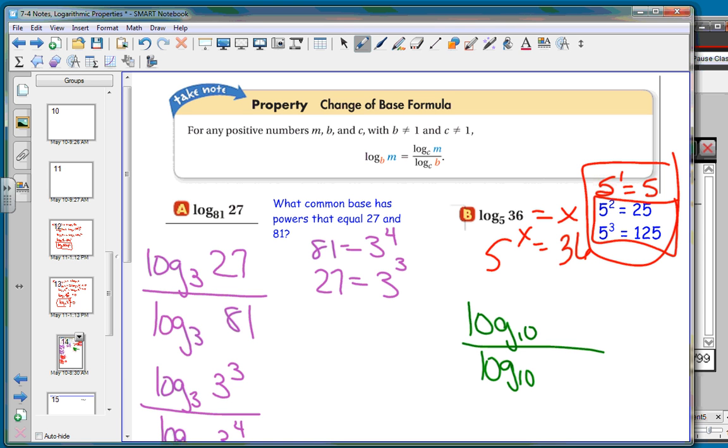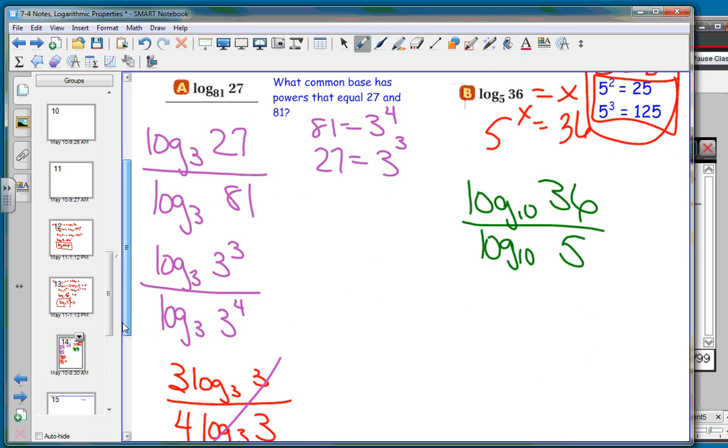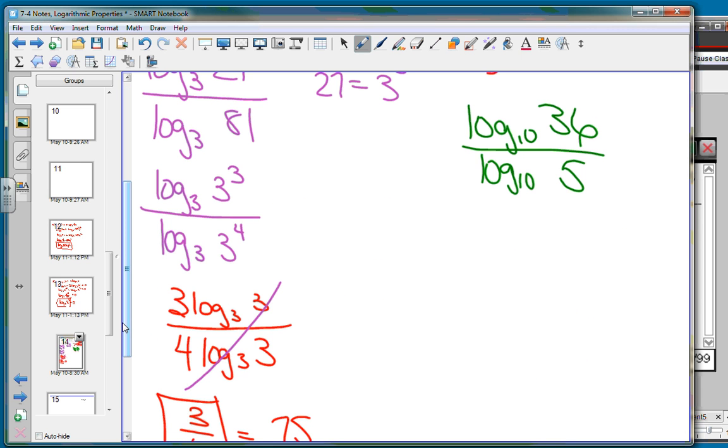The 36 goes on top and the 5 goes on the bottom. Now, what do I not like about the way this is written right now? You can't divide them. I shouldn't see the 10s, because the 10s are understood to be there. So this is log of 36 over log of 5.